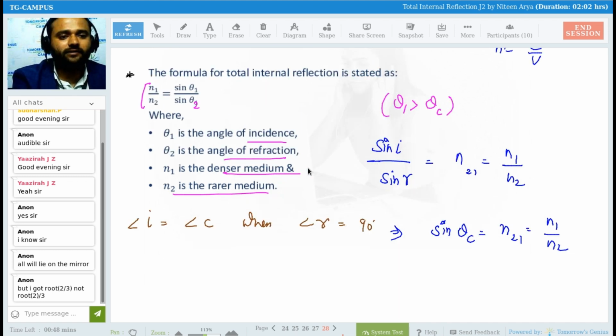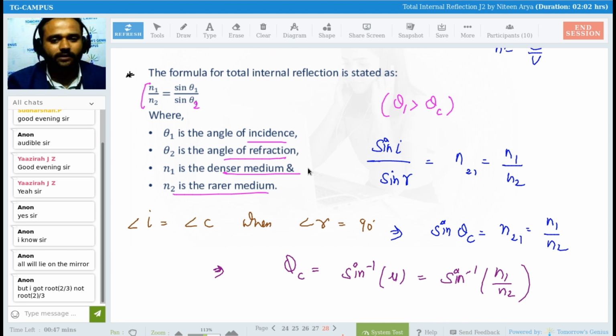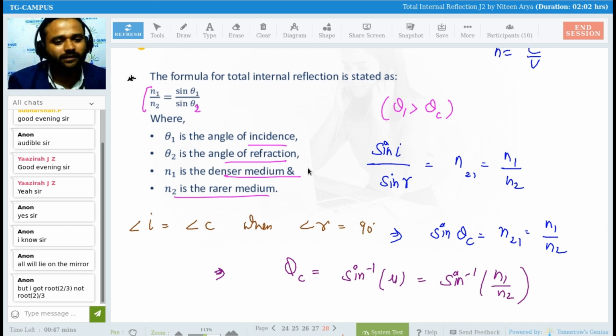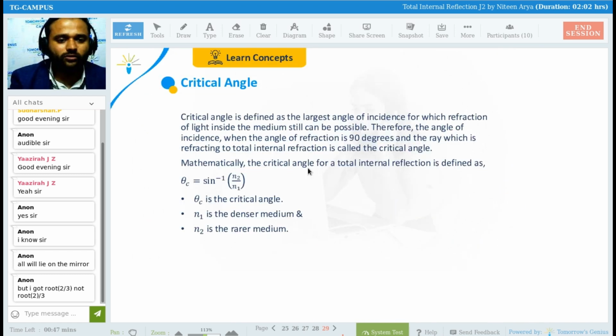So simply we can find theta C for any particular medium. Theta C, the critical angle, is sine inverse of simply the refractive index, or for two specific media other than air or vacuum, sine inverse of N1 by N2. Is this clear, everyone? This thing is simple, right? I hope you understand this. Clear, everyone? Good. So critical angle, I already explained a slide ago, and then I just revised it in written format.